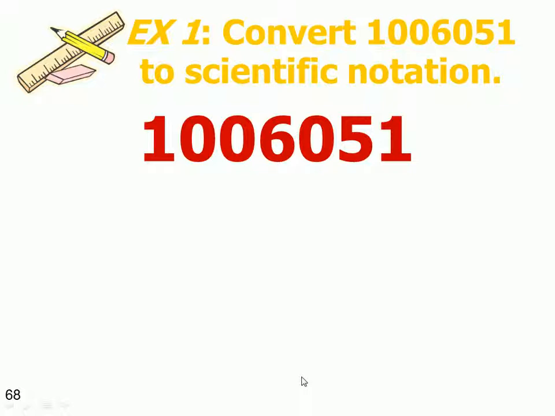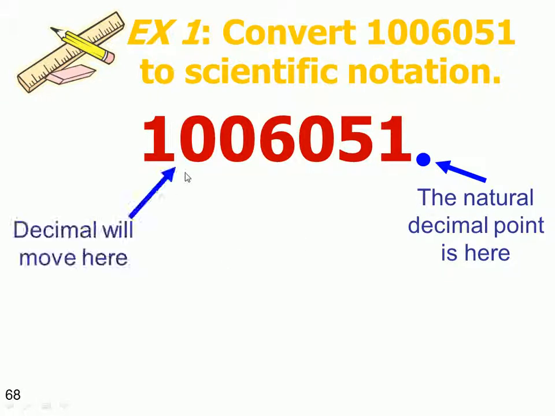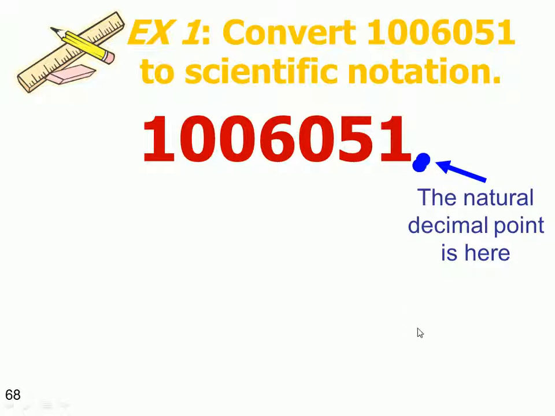So here's our first example. With this example, we want to first understand where the natural decimal point is. The natural decimal point is going to be right over here, even though it's not written in, but you know it goes there. And we are going to want to move the decimal point right over here. So we are going to count how many times that decimal place is going to move over, and it's going to move over 1, 2, 3, 4, 5, 6 times.